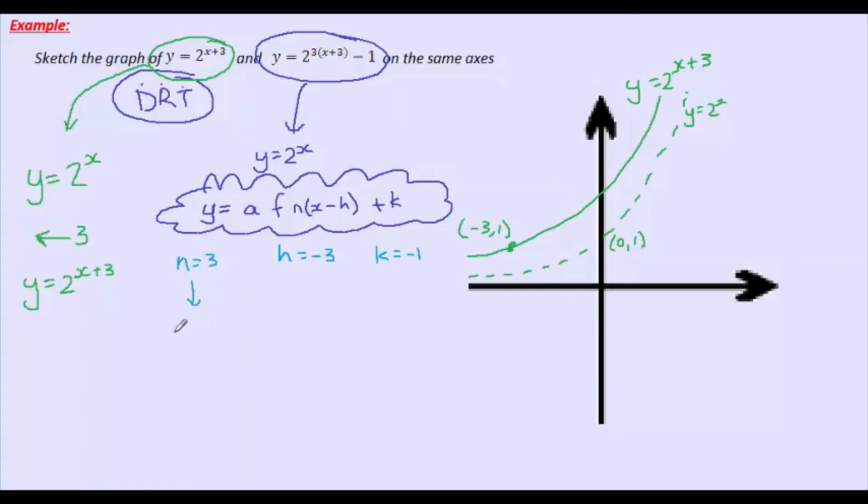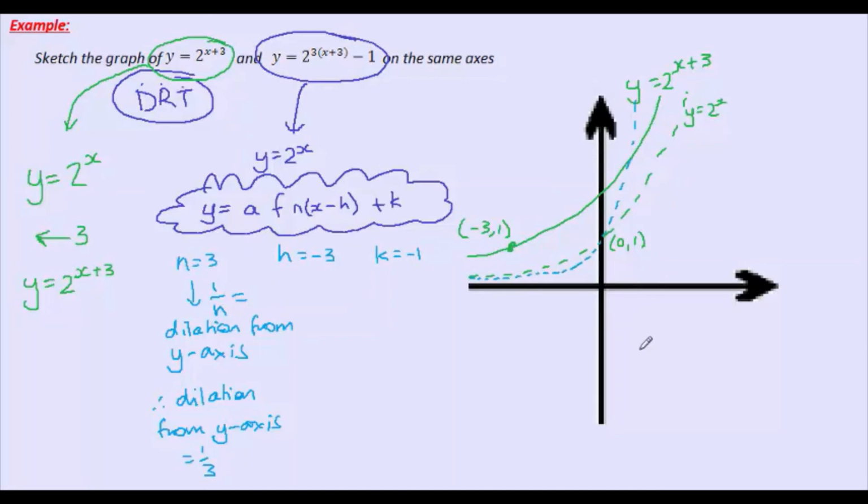Now this n, this is the dilation from the y-axis. Okay, 1 over n actually is the dilation from the y-axis. So therefore my dilation from the y-axis will equal 1/3, which is a compression. So that means when I operate this, which is what I have to do first, my original line, which is this dotted line, will become dilated. So it's going to look more like this. It's squished up and it'll go more like this where it comes out that way.